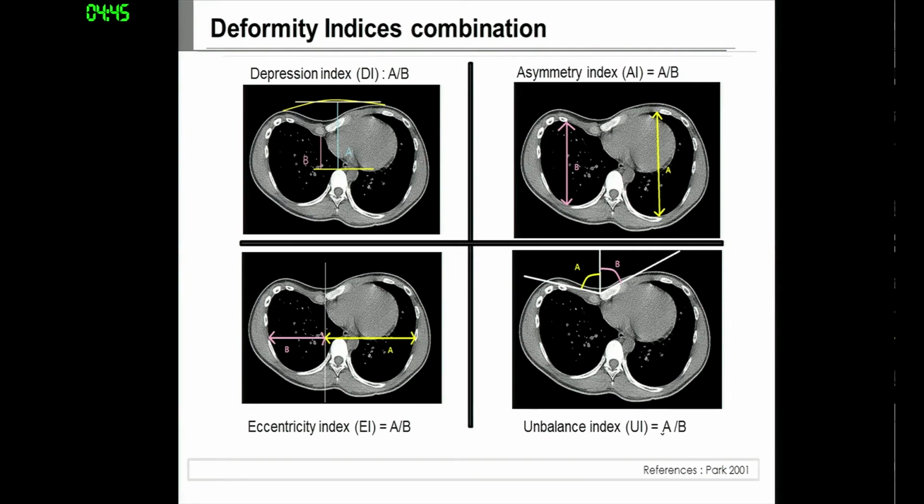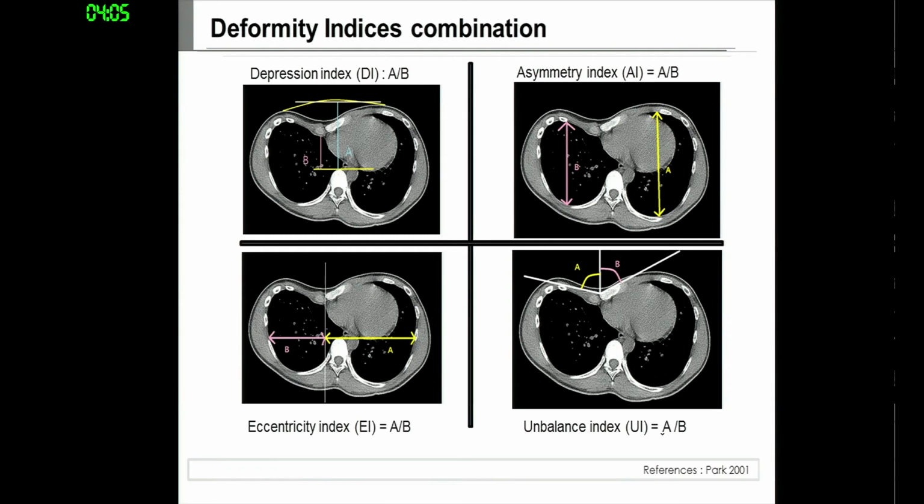The asymmetry index is the ratio of anterior-posterior distances at the level of deepest depression. If the ratio is 1, it means symmetric pectus excavatum; if the ratio is larger than 1, then it is left-side asymmetric pectus. So this index indicates asymmetry in the AP direction. The eccentricity index indicates whether the deepest point of deformity is central or lateral to one side. Last, the unbalanced index is the ratio of the slope degrees on both sides, from which one can figure the shape of the repair that should be made.